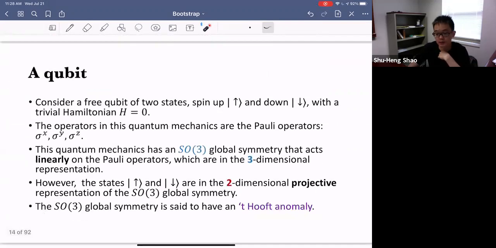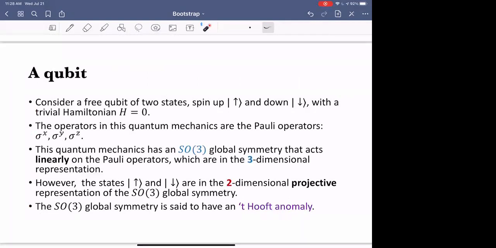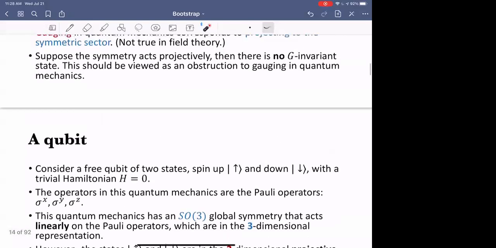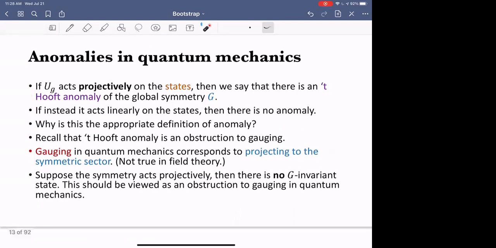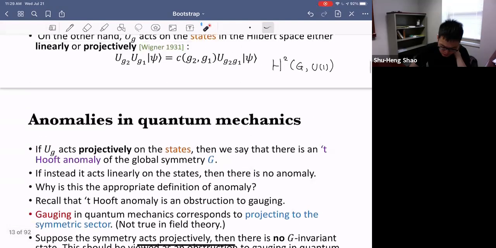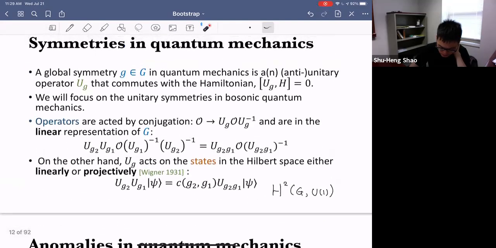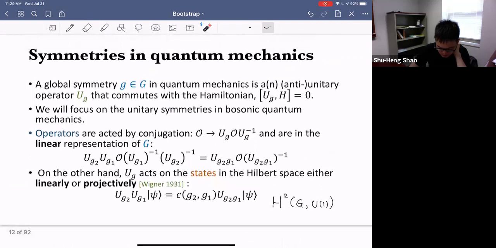So finally, we can talk about examples after all this abstract discussion. So there's a simple question. Yeah, go ahead. If the representation acts projectively on some states, should it act projectively on the full Hilbert space, or could it be that there is some subsector in which it acts faithfully?